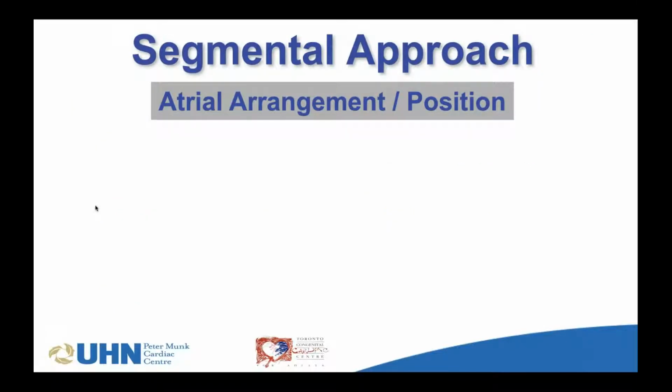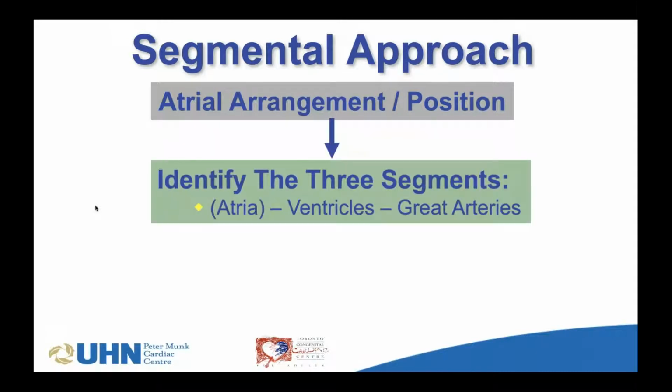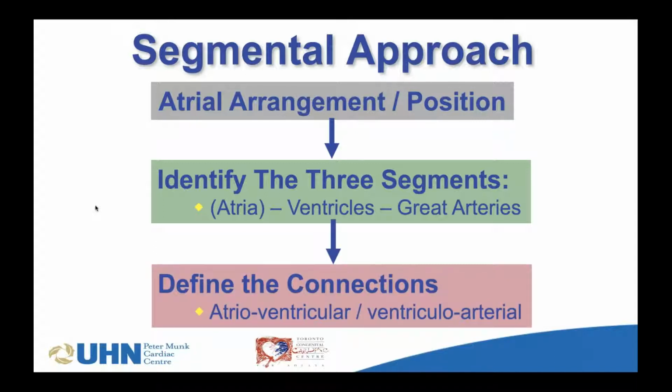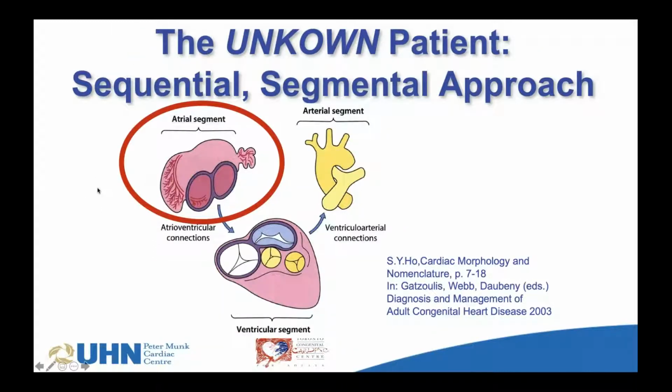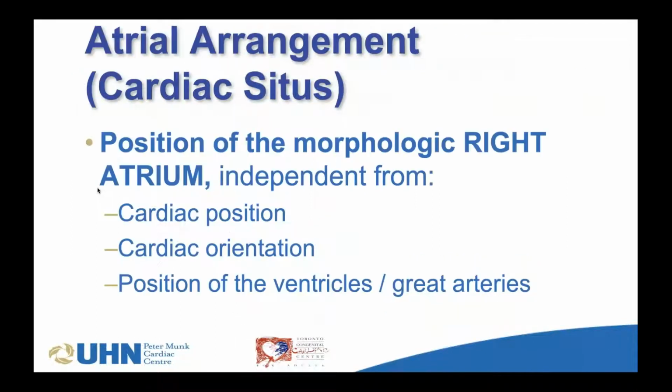You define the atrial segments first and the position of the heart. You need to identify the atria, the ventricles, and the great arteries. And then you have to define the connection between the atria and the ventricles, and between the ventricles and the great arteries. So let's go to the atrial segment first. That's where we start. Now we need to introduce the term atrial arrangement, or cardiac situs.